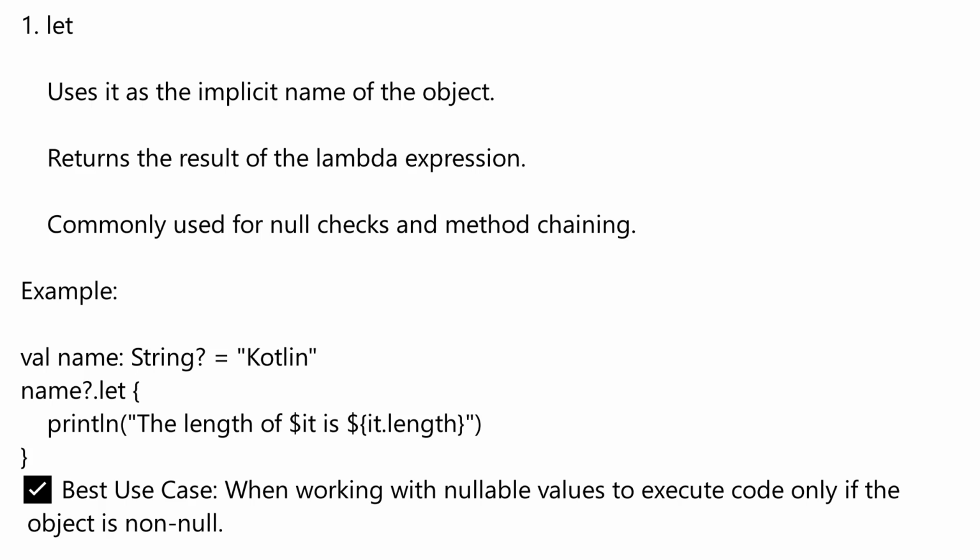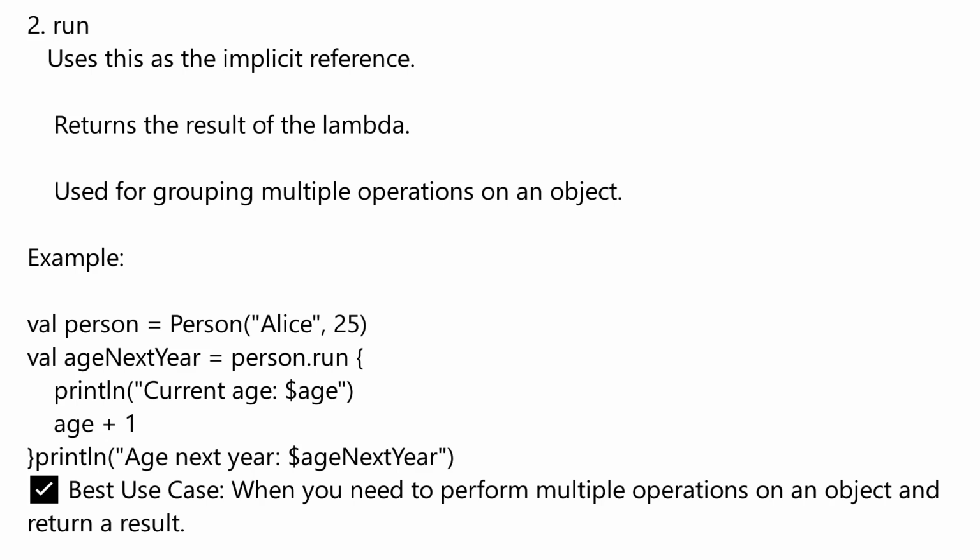We have val name: String? = "Kotlin", then name?.let { println("Length: ${it.length}") }. Best use case: let is used when working with nullable values, to execute code only if the object is non-null.